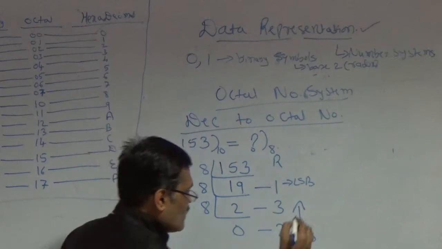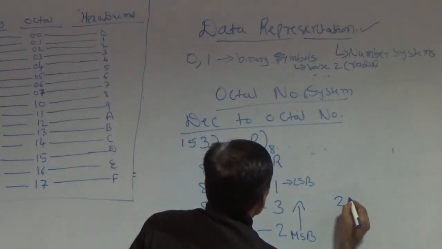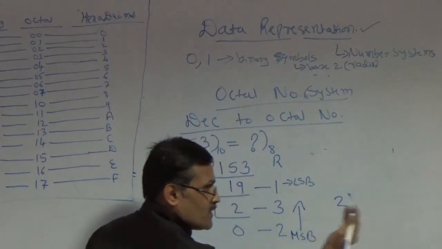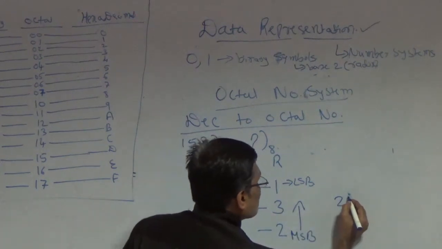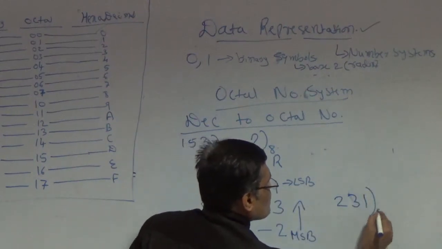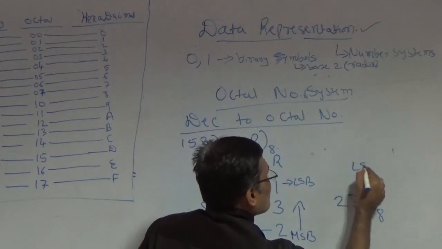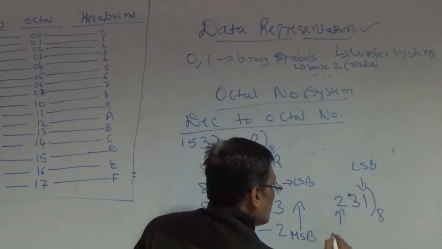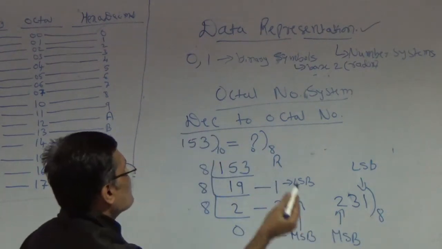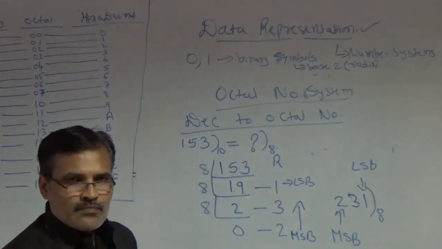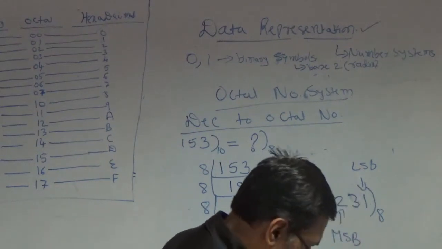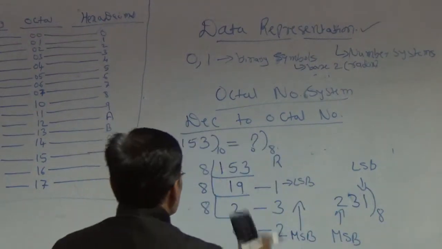Okay, means what? The equivalent octal number is: first one is 2, that is the leftmost side. Next number is 3. The last number is 1. So this is our LSB and this is our MSB. So 231 is the equivalent of 153. Okay, right? So let us see the reverse operation of this, octal to decimal.